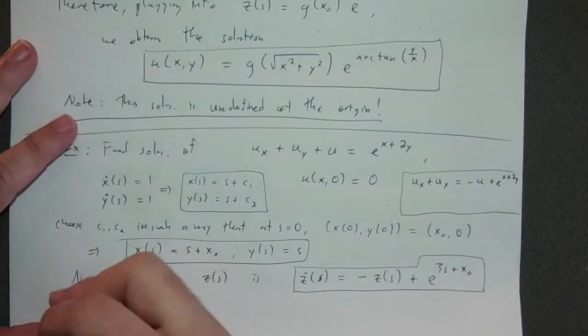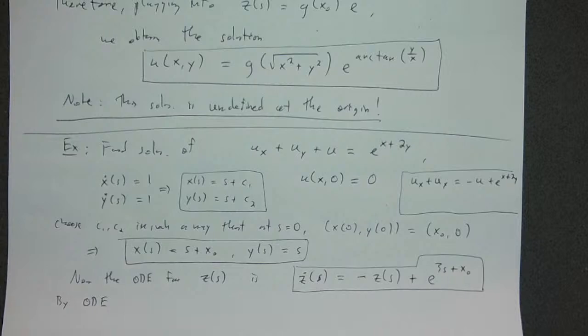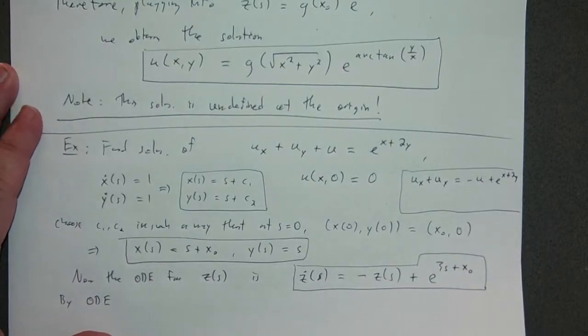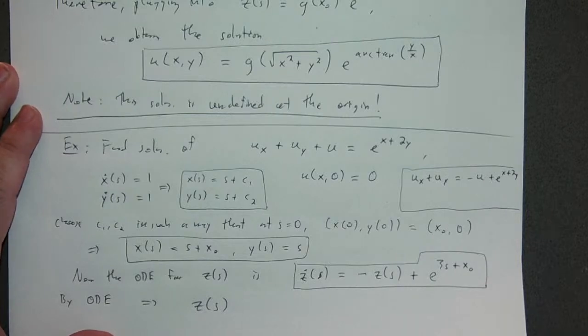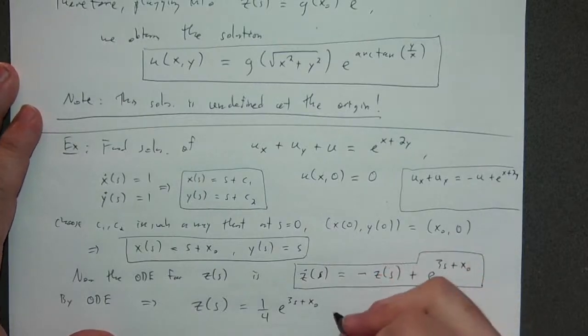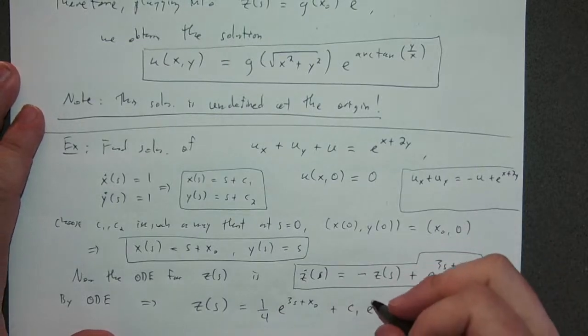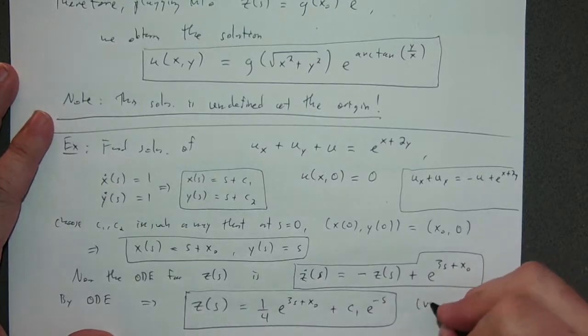So what is this ODE? This is first order linear inhomogeneous. This is like my most general linear equation. I can do this immediately via the integrating factor recipe that you, I'm sure, had memorized by heart in some form in Math 246. So what is my solution here? Z of S is 1/4 e to the 3s plus x naught plus a constant C1 e to the minus s. So if you like, you can remember this via integrating factor.